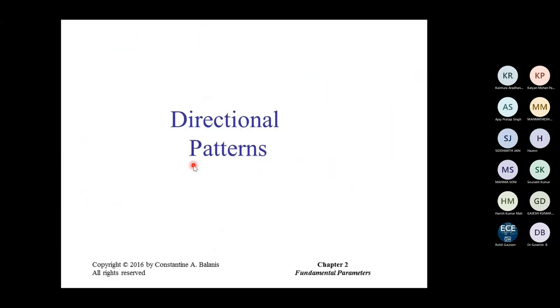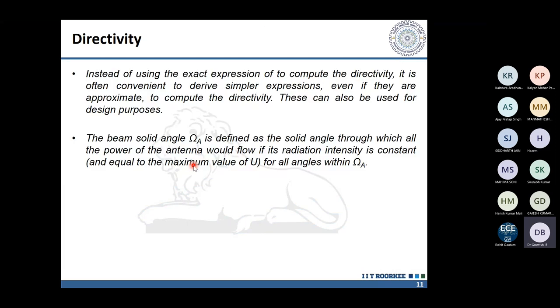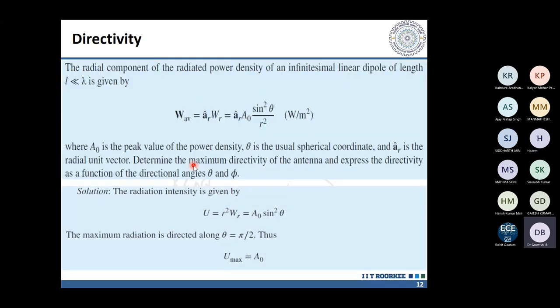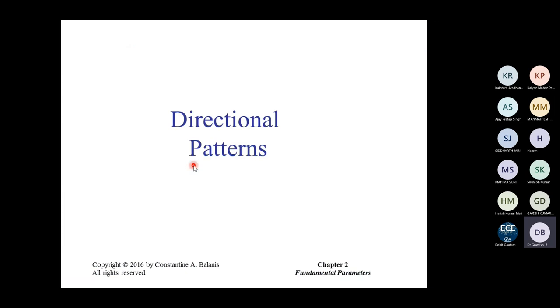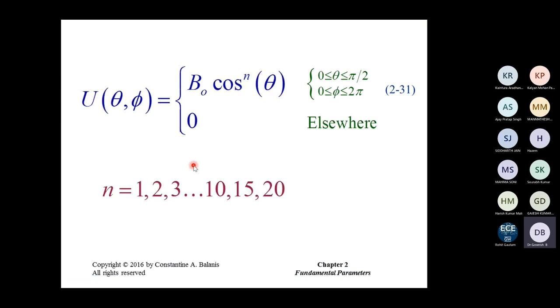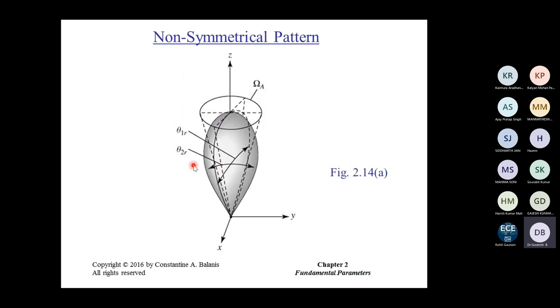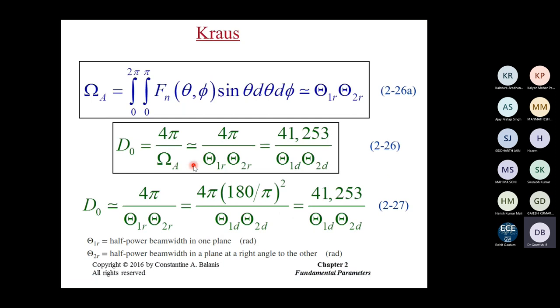Okay, sir. So we were dealing with this problem and then we went into the directional pattern and the omnidirectional pattern. In the directional pattern, what we saw was there are three ways. One is to calculate the directivity with the exact expression by solving this expression, basically the radiation intensity into sin theta d theta d phi. Once you solve this double integral, you can calculate the directivity from the exact expression. Or you can use the Kraus approximation.